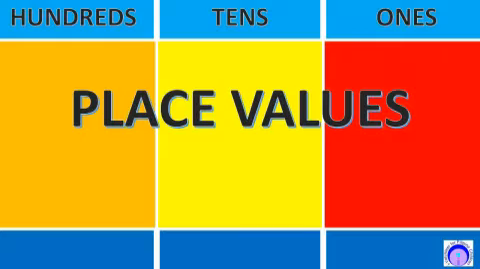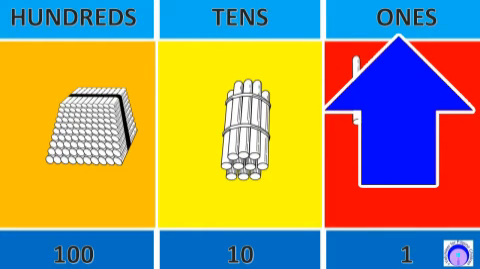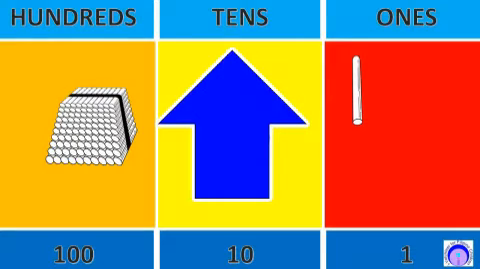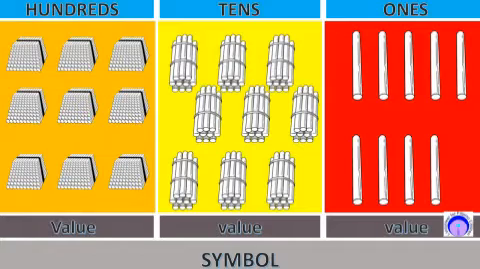Place values are just grouping of objects, just like this one. In ones place, obviously, they are grouped one by one. And in tens, they are grouped by tens. And in hundreds, they are grouped by hundreds. Let's try this one. In the ones place, we have 9 sticks. Can you count them?